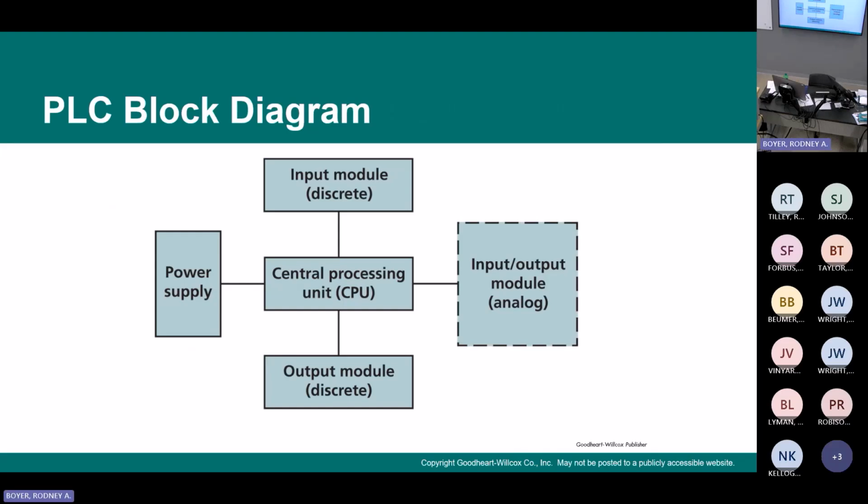Block diagram, that is a very, very generic way to look at how the PLC is put together. Power supply, CPU, and then input and output modules.